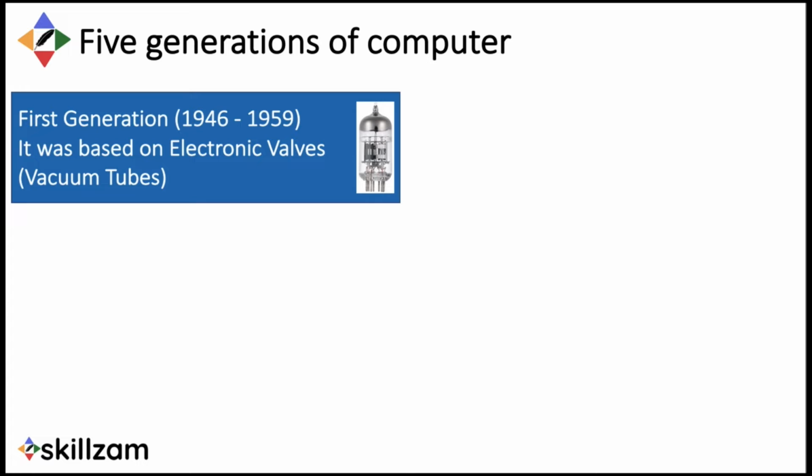First generation, 1946-1959. This generation was based on electronic valves, also called vacuum tubes. It was unreliable and supported machine language only. It was very costly, generated a lot of heat, had slow input and output devices, and was huge in size. It always needed an AC. It was non-portable and consumed a lot of electricity. Some examples are ENIAC, UNIVAC, etc.